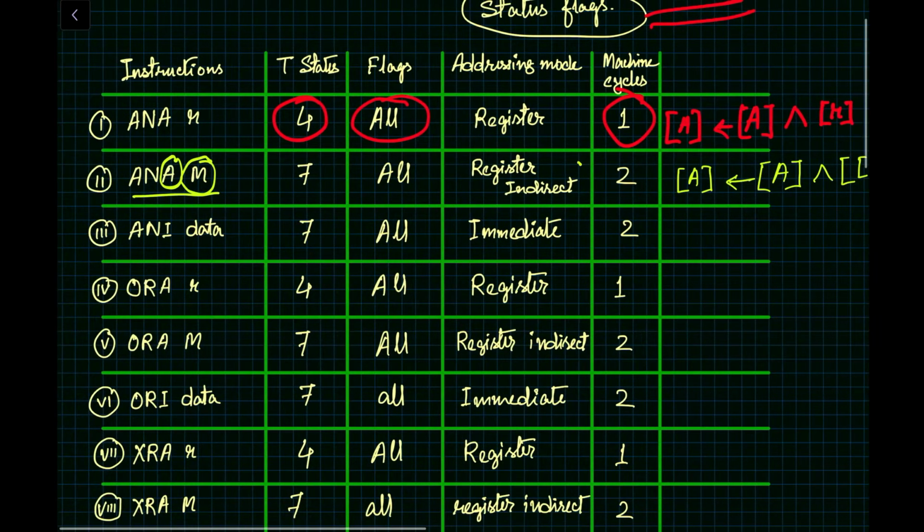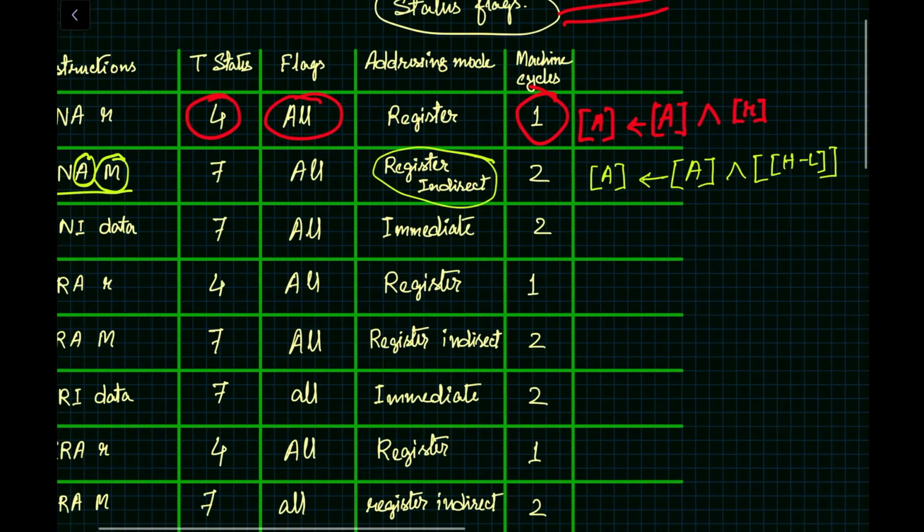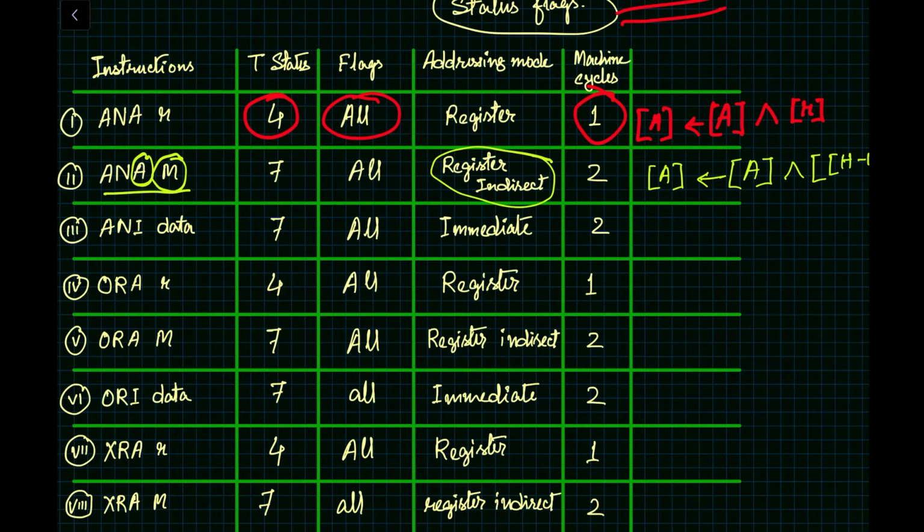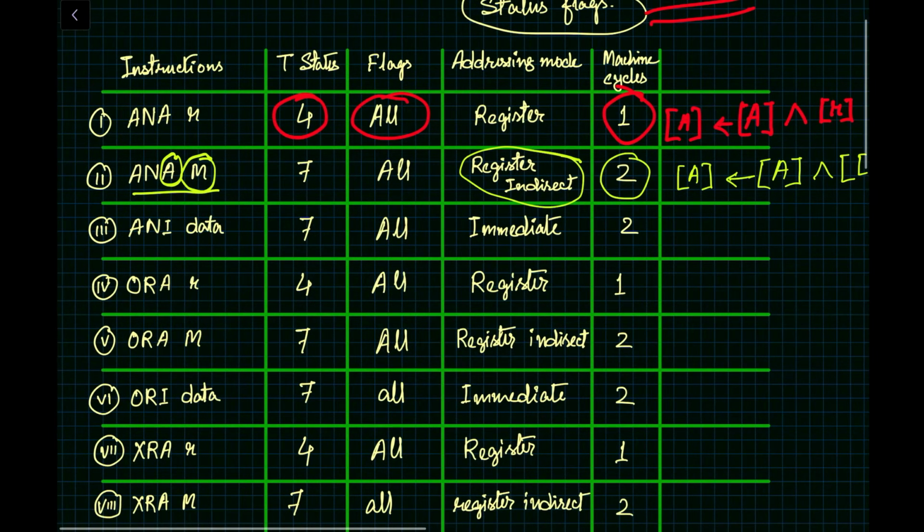This is register indirect addressing mode because we have the data available in the memory location. First of all, that memory location is held by the HL register pair, so the content of the memory location we have to access two times. Therefore we have two machine cycles, because in the first machine cycle we have to go to that address and fetch the data, and in the second machine cycle we have to do the AND operation. Here also all the flags are disturbed. Sometimes a flag may be modified or sometimes not, it will depend on the operation. Then we have 7 T states in the two machine cycles.